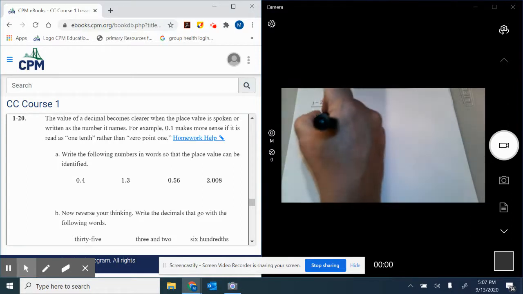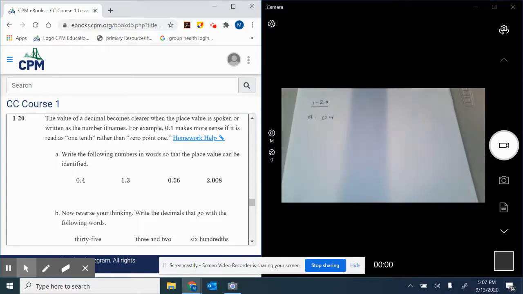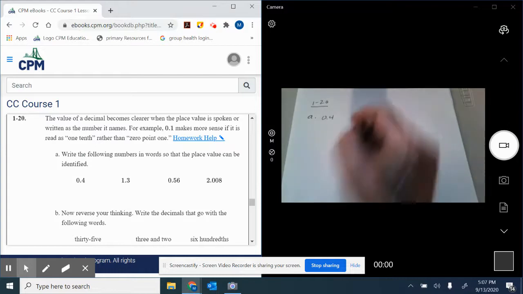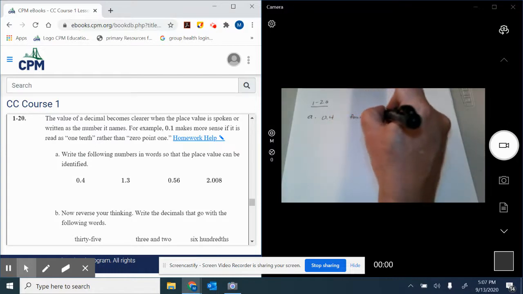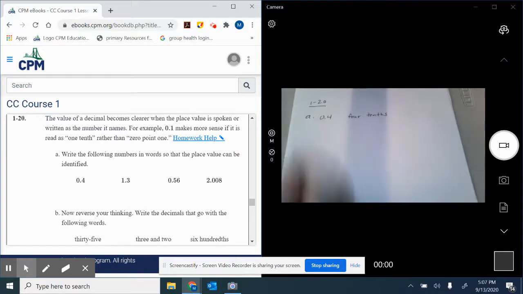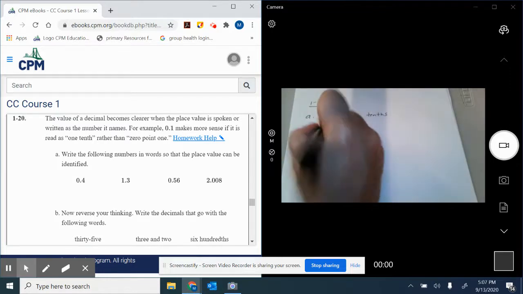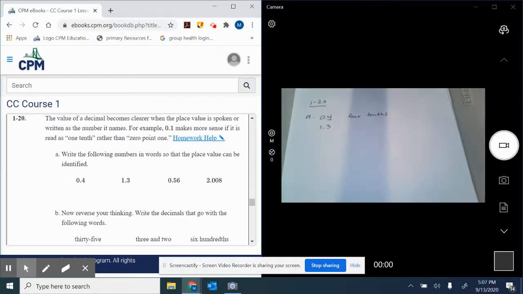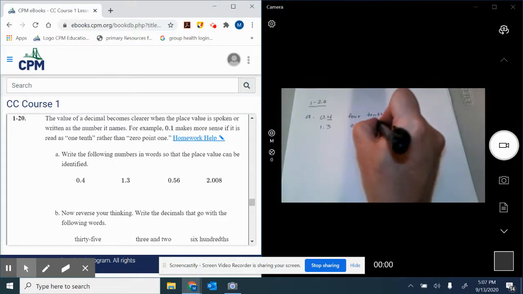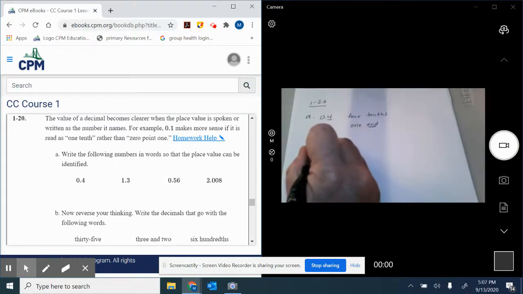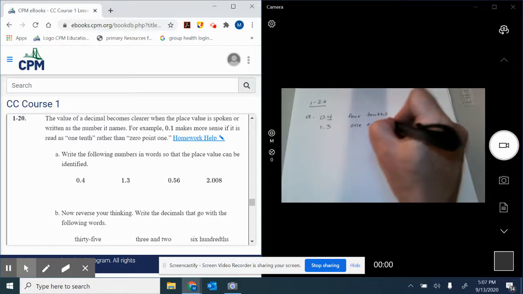Okay, let's look. We have 0.4, which we said we don't want to say it that way. We would write this as 4/10 because it is in the tenths place. Okay, the next one, 1.3. We wouldn't write that as 1.3. We're going to write that as 1 and 3/10. The decimal point is always an "and."